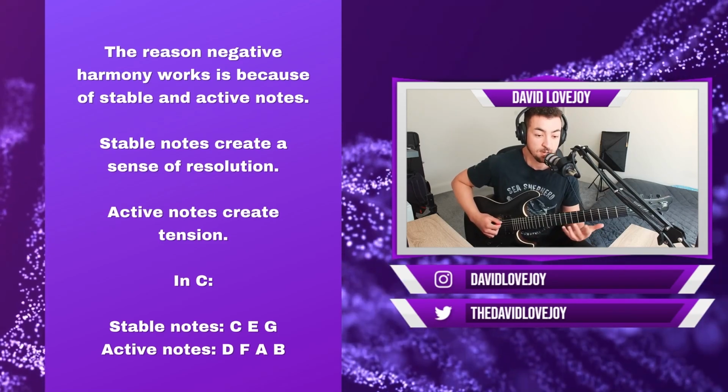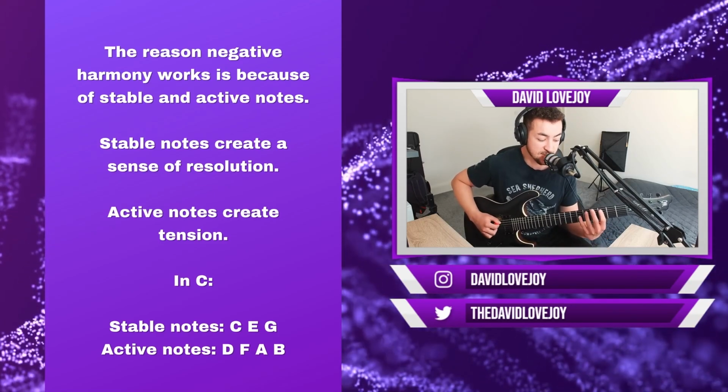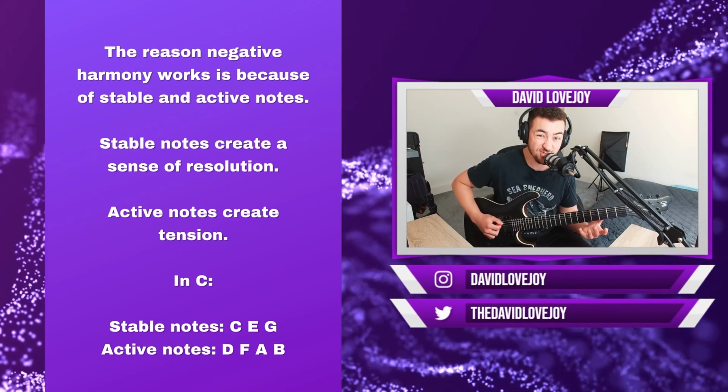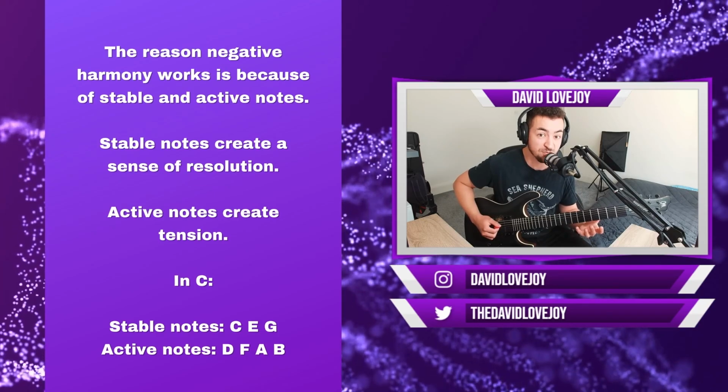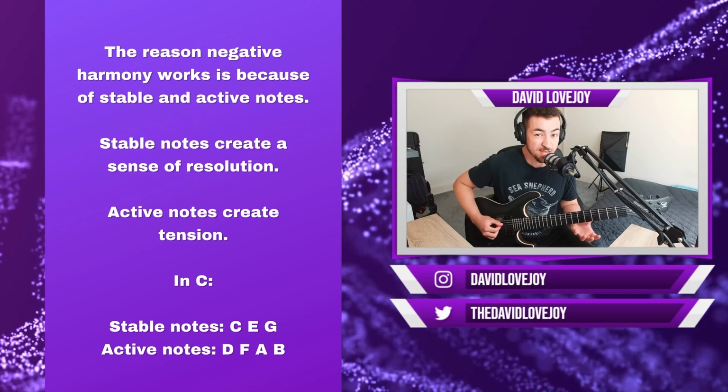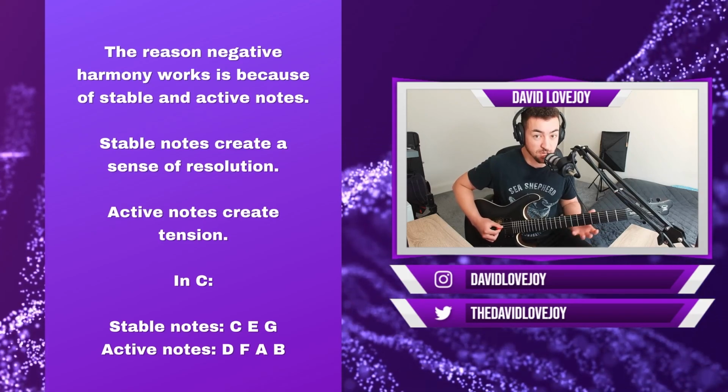Okay. Now, stable notes are C, E, and G. They're stable because they create a sense of resolution. They sound sort of at home and resolved, okay? Then the active notes, they create a little bit of tension, okay? They want to go somewhere.